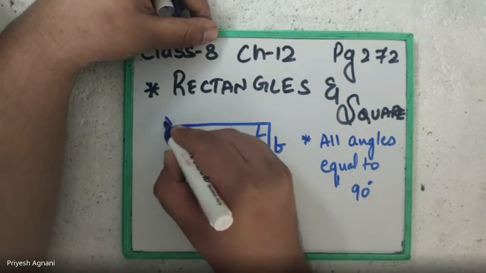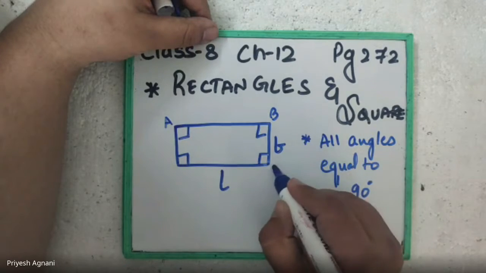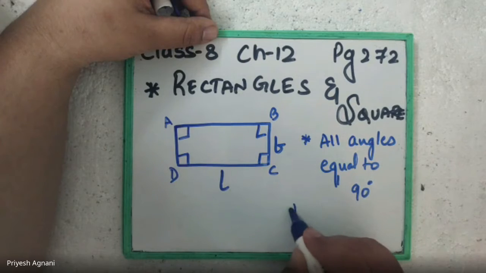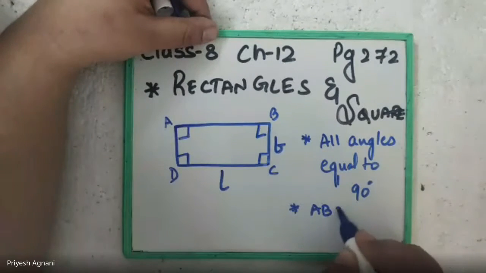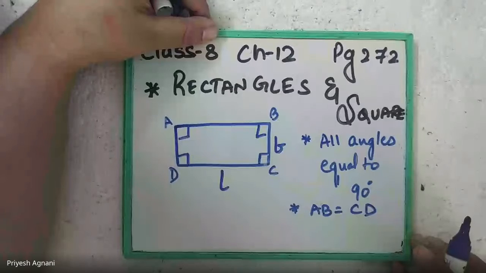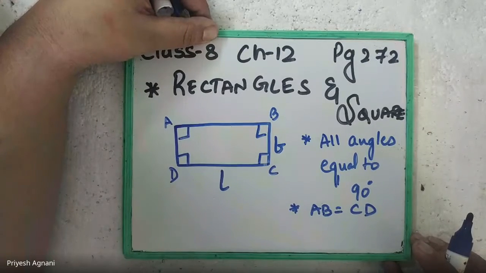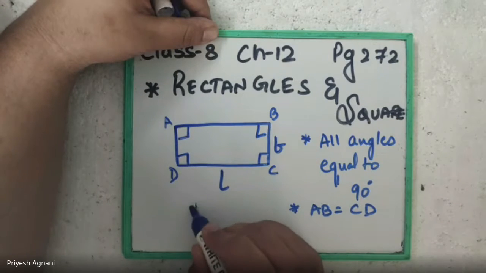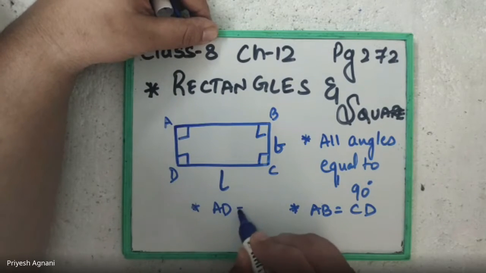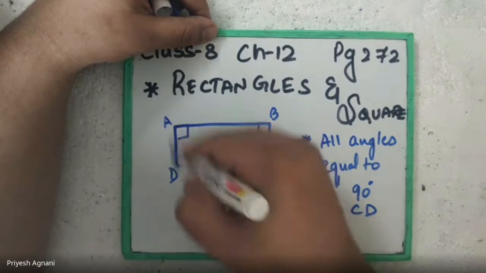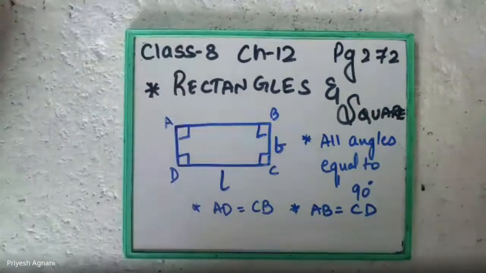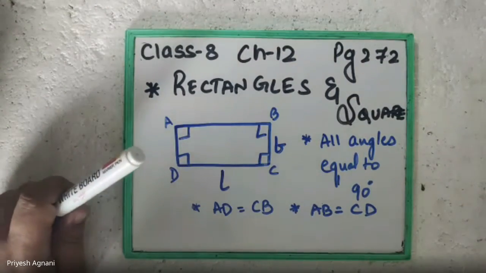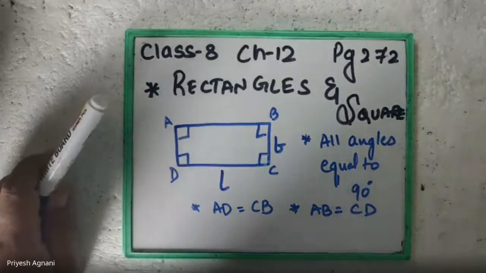Here we name it A, B, C, D. Here we have AB is equal to CD. And we have AD is equal to CB. You have to write it down. Please write it down.